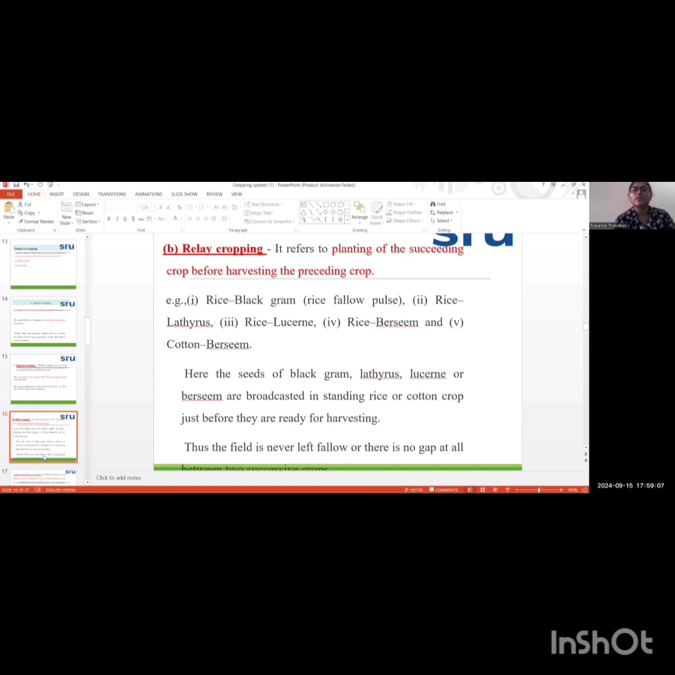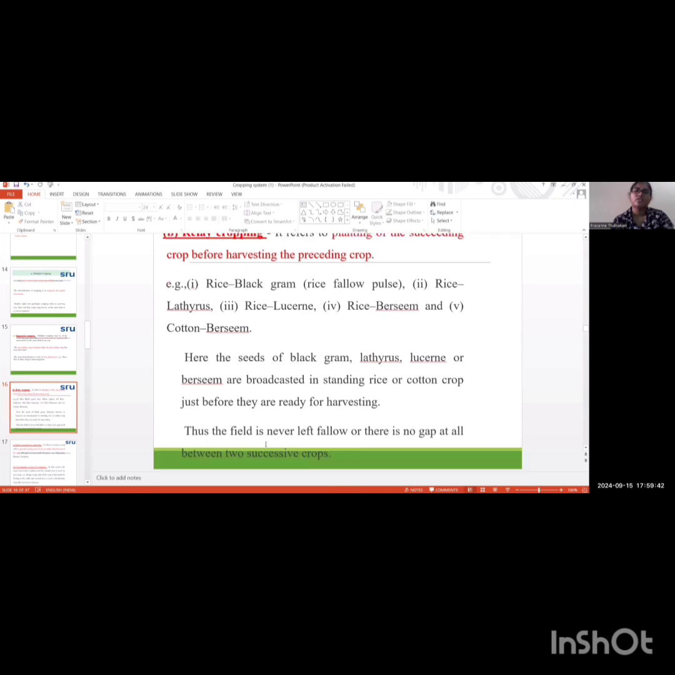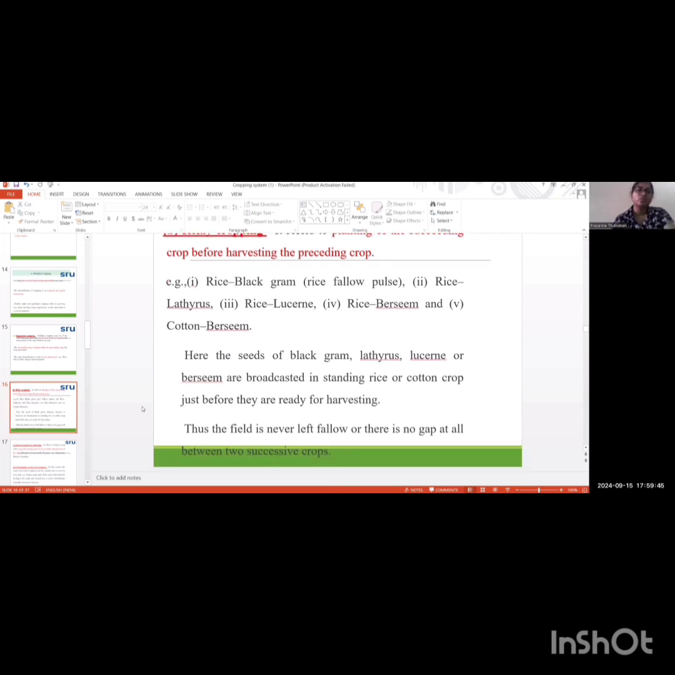Here the seeds of black gram, lathyrus, lucerne or berseem are broadcast in the standing rice or cotton crop just before they are ready for harvesting. So when the rice crop gets ready for harvest, you can take the seeds of black gram or either lathyrus or lucerne or berseem, and you can broadcast them before the rice is harvested. Thus the field is never left fallow. The main objective of this is not to keep the land barren after the harvest of one crop, and also there is no gap at all between two successive crops.